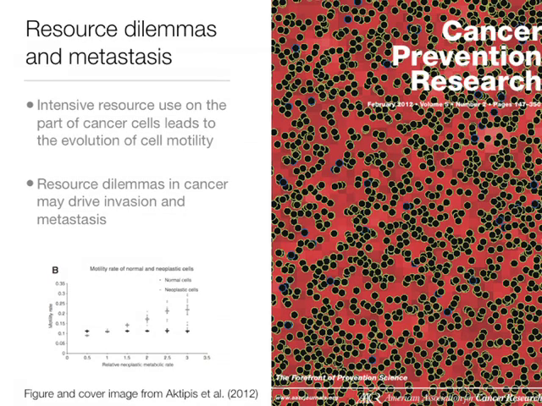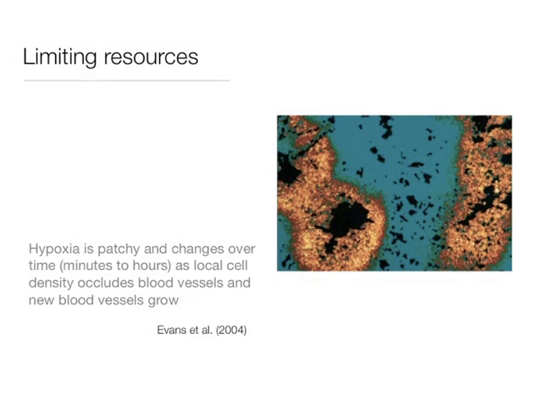Likewise, these limiting resources are not necessarily fixed. So if you have individuals consuming resources, then they're changing the resources that are available for others. And we know that hypoxia, the lack of oxygen, is patchy, and it changes over time. And local cells, if they're growing too quickly, can occlude blood vessels, and new blood vessels can grow. So this can be a very dynamic process.